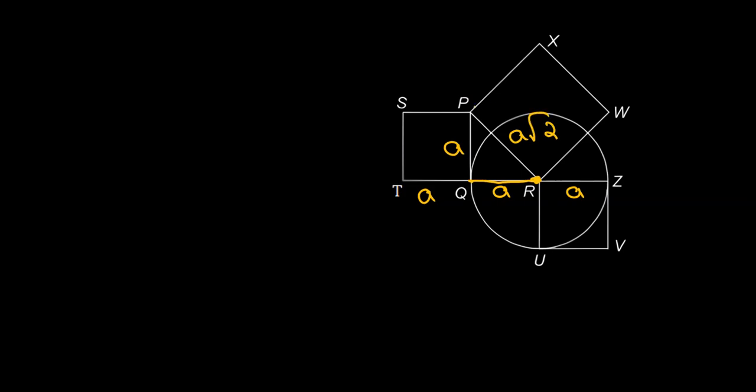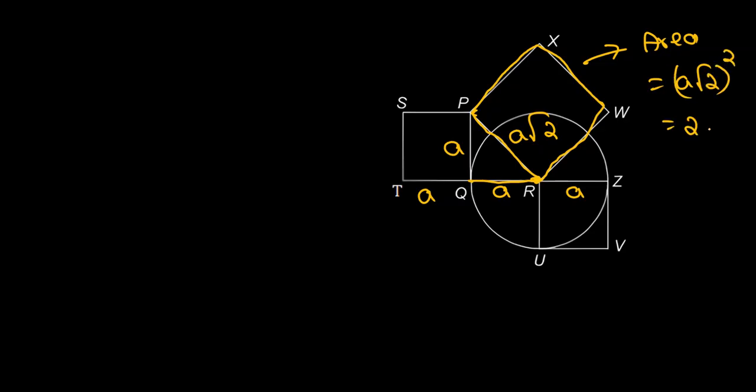Now in PXWR, each side is what? In PXWR, each side is A root 2. Then the area of this one is A root 2 whole squared, which is 2A squared. This one's side is A, so the area is A squared. So here the area is A squared. So adding these two, the one obtained is correct.